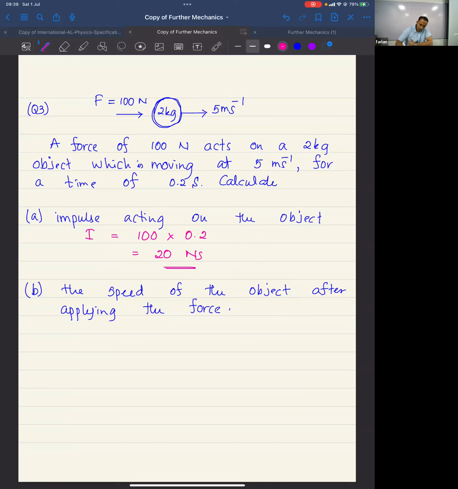So to find the final speed, the final momentum is 2 into v minus the initial momentum, 2 into 5. That is equal to the impulse, the change in momentum, which is 20. So 2v minus 10 equals 20, 2v equals 30, v equals 15 meters per second. Correct?